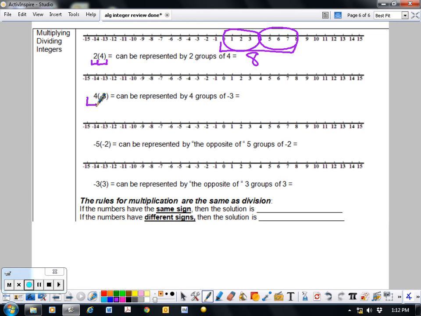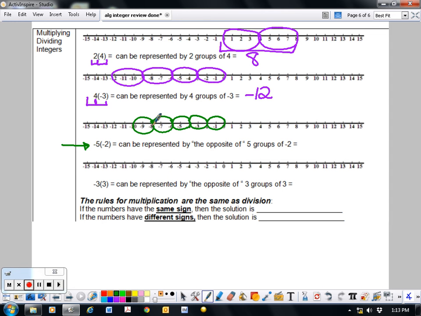On my next one, I have 4 groups of negative 3. So I'm going to take a negative 3, a negative 3, a negative 3, and a negative 3. And that gives us negative 12. Now, when we look at the next one, this is where it gets a little bit more complicated. I've got negative 5 groups of negative 2. And really, this is opposite. This is when we're going to start using opposite because you can't have a negative 5 group. That's just not realistic. It's not possible. So I'm going to have the opposite of 5 groups of negative 2. So I'm going to take negative 2, that's 2, 3, 4, 5. But remember, I wanted this opposite. So if my answer here is negative 10, I want the opposite sign, which would be positive.